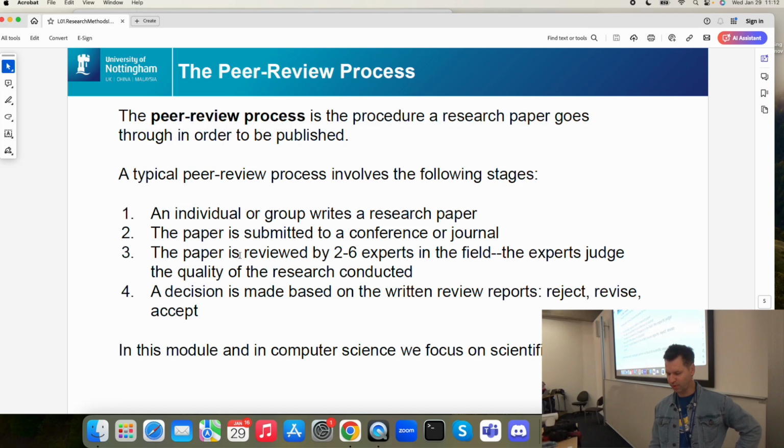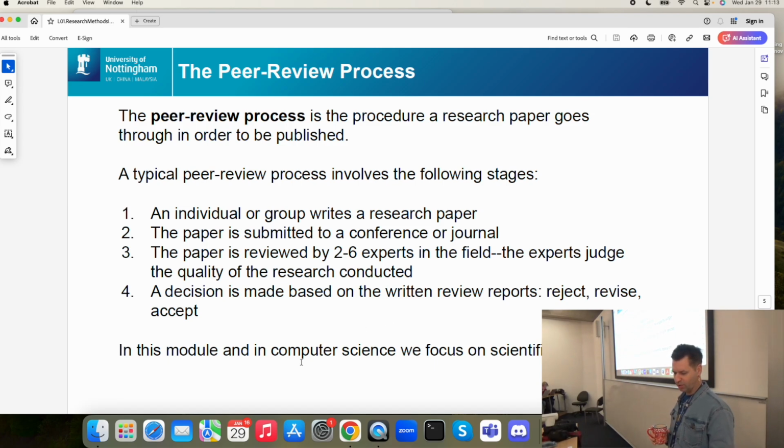The paper is reviewed by 2 to 6 experts in the field. The experts judge the quality of the research conducted. So they judge the quality of the paper. And then, as a group, they vote. And a decision is made based on the written review reports to reject, revise, or accept the paper. That's the peer review process. So you write a paper, submit it, it gets judged by a panel of experts in that field, and then the panel of experts makes a decision as to whether or not it should get published.